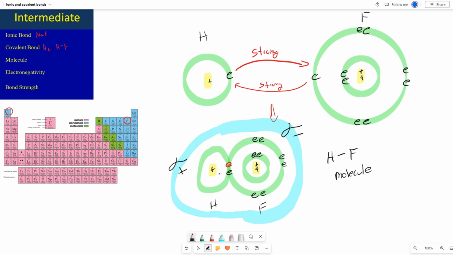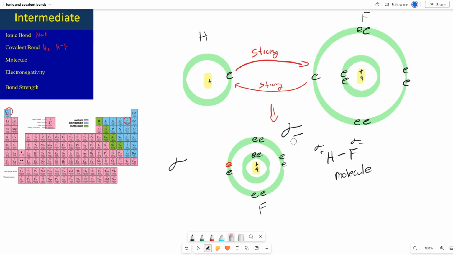So when you have a polar covalent bond, you're still forming a molecule, you're still forming a covalent bond, but the electrons are not shared evenly. They spend more of their time near the more electronegative atom. So they spend more time near the fluorine, so that's partially negative, and less time around the hydrogen, so that is partially positive.